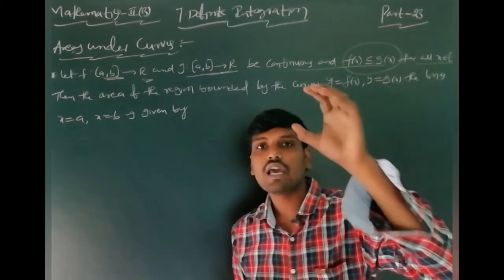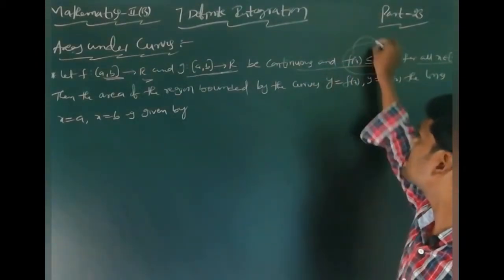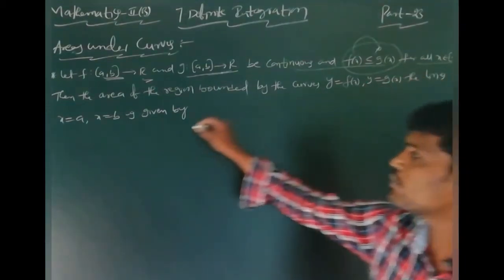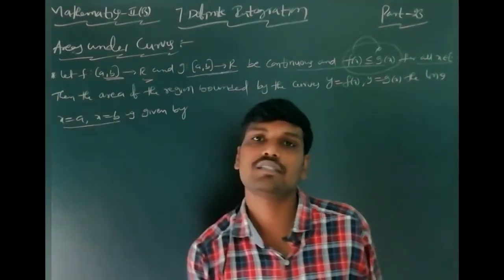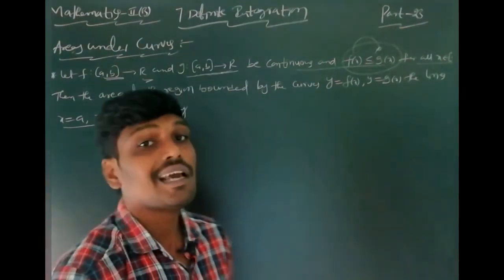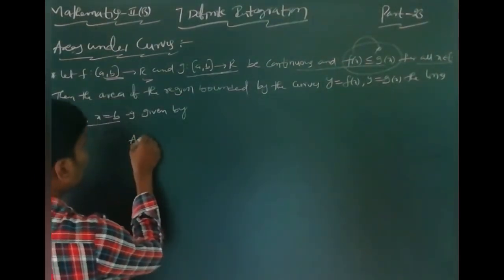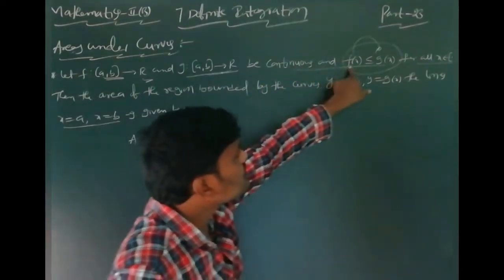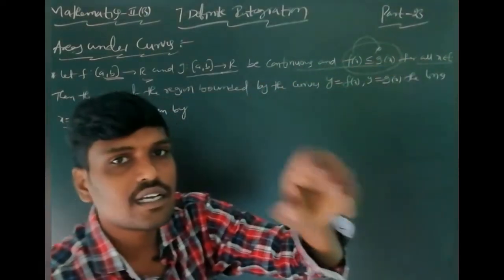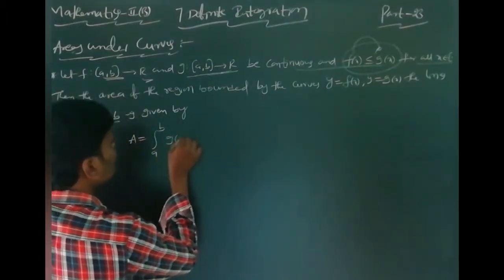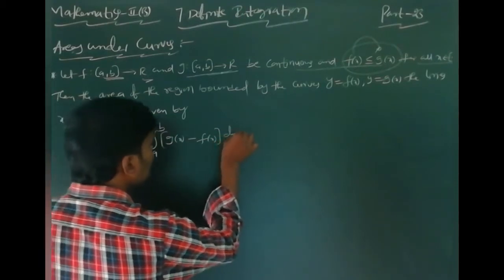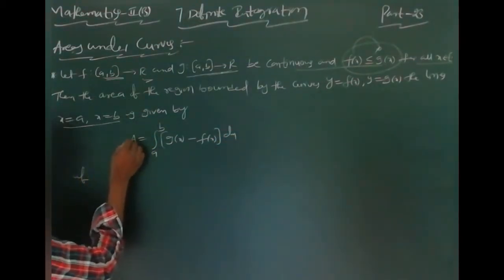In these two curves, f of x is less than or equal to g of x, and the lines x is equal to a and x is equal to b are also given. Then area A is equal to the integral from a to b. Here, which curve is greater? g of x is greater. That's why you can write g of x minus f of x whole dx.